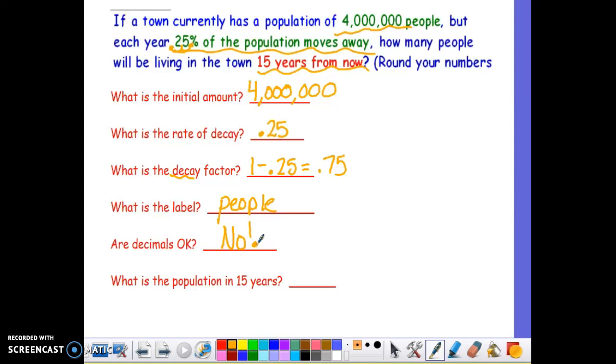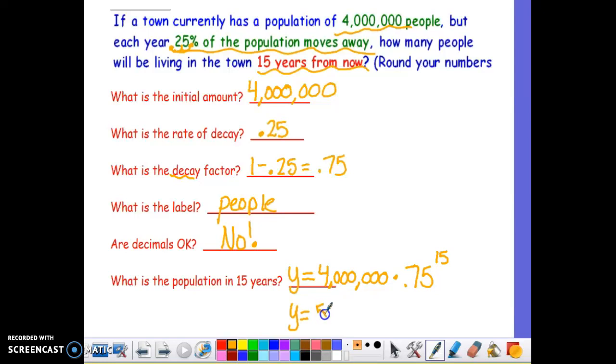Here it says, what is the population in 15 years? Well, if I write my exponential model, y equals a times b to the x, a is 4 million times b, which is 0.75, to the x. In this case, x would be 15 years from now, so I have to put 15 in there. Again, I plugged that into my calculator. I have to round to the nearest whole number, so no decimals.